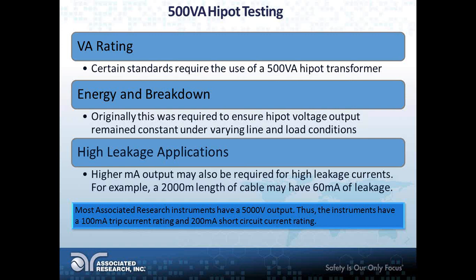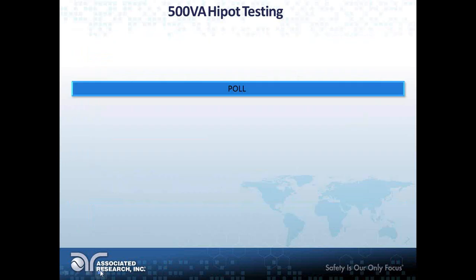So in those cases, you might need 100 milliamps or more, although 100 milliamps is the most we manufacture. Most Associated Research instruments have a 5,000 volt output. Thus, the instruments have a 100 milliamp trip current rating and a 200 milliamp short circuit current rating for all of our 500 VA models. So let's get a little bit more into this whole discussion on line versus load.